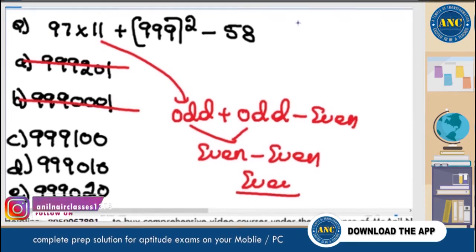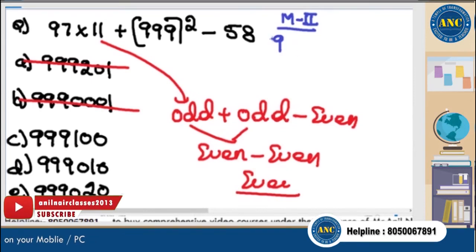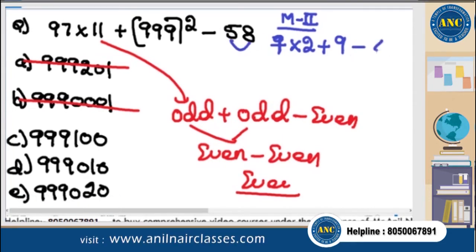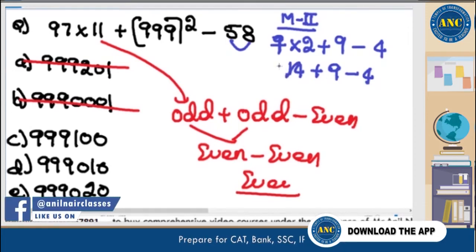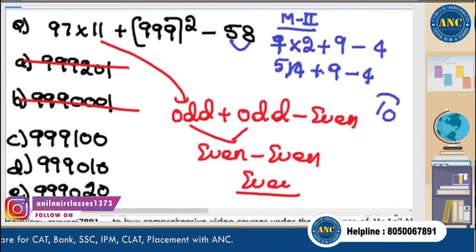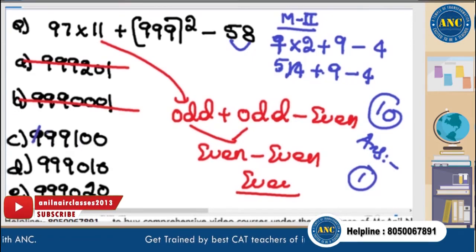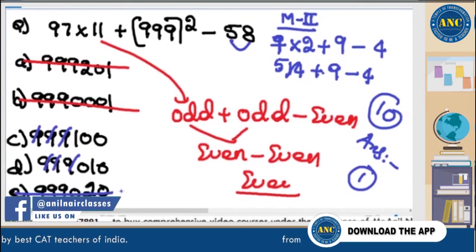97 into 11. What will be the digital sum? 97 digital sum is 9 plus 7, 16, which is 7. 11 is 2. 999 is 9. Minus 58: 5 plus 8 is 13, 1 plus 3 is 4. So 7 twos are 14, 14 plus 9 minus 4. 14 digital sum is 5, 5 plus 9 is 14, 14 minus 4 is 10. The answer's digital sum should be 1. Only one option is eliminated.